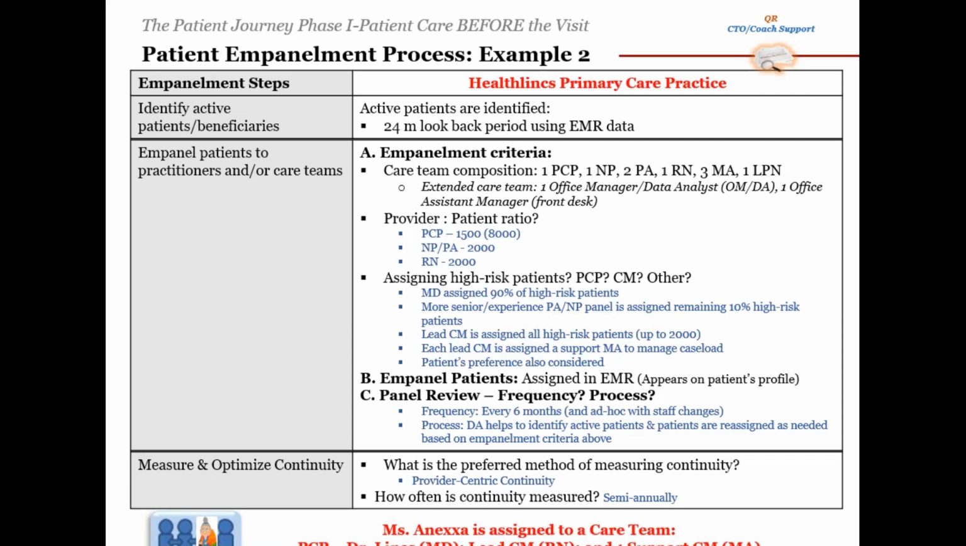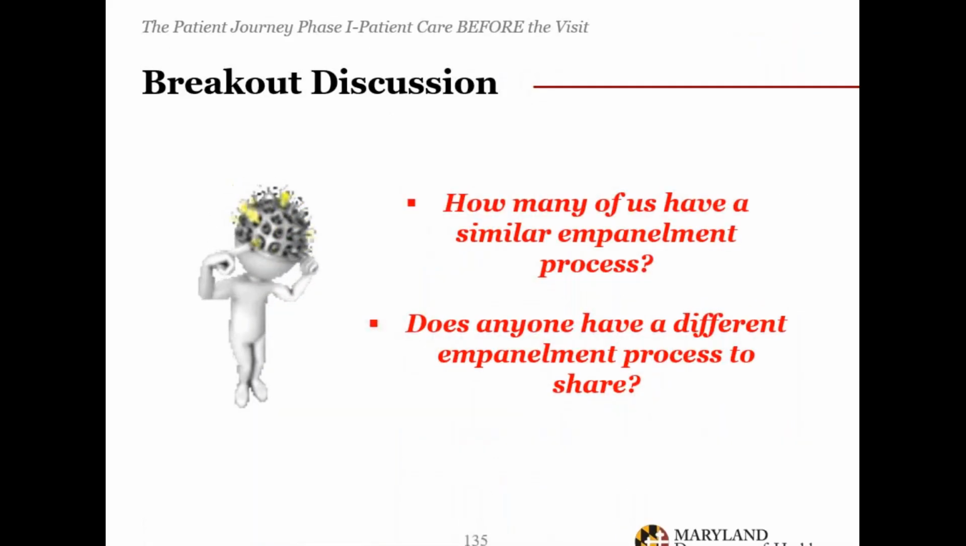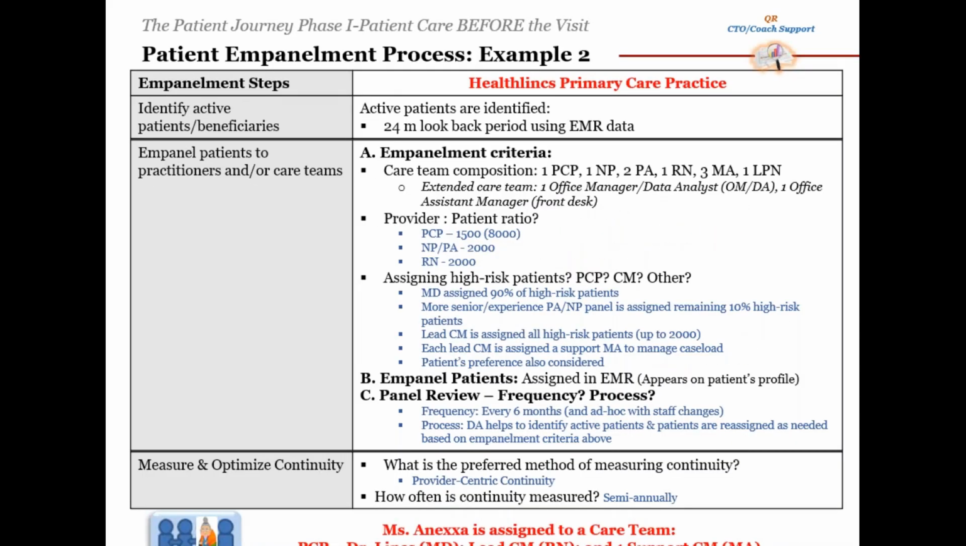So based on Ms. Anexa is assigned to a care team, an MD, an RN, and a support care manager. Go ahead. Quick question. When you're looking at the lead CM care manager assigned, the lead CM assigned all high-risk patients up to 2,000. What is the touch for that patient?